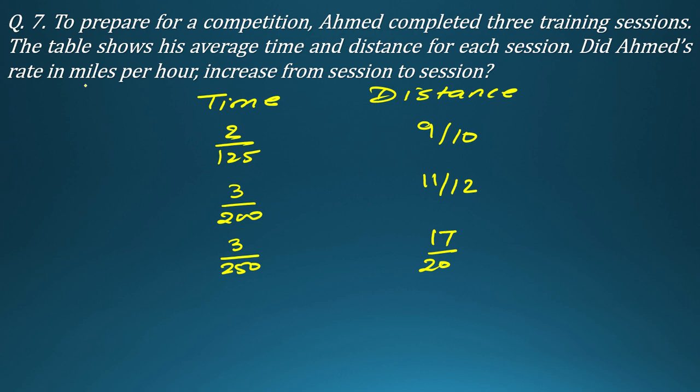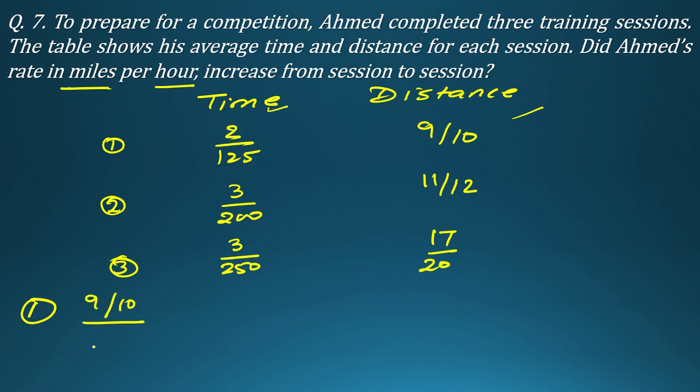Okay, so what is the question? The question is, did Ahmed's rate in miles per hour increase from session to session? So this was the first session, this is the second, and this is the third session. So what are you going to do? Miles per hour, so distance divided by time. So for the first session, what is the unit rate? This is 9 over 10 divided by 2 over 125. Again, I am telling you why I am writing distance up in the numerator: because they say miles per hour.